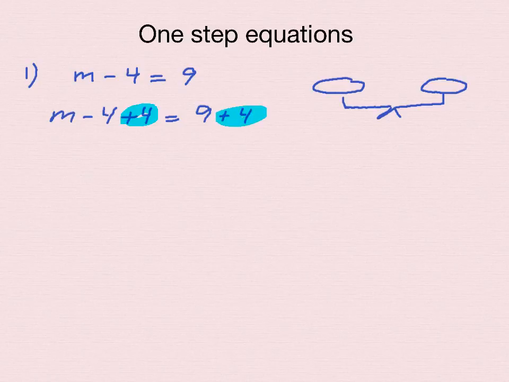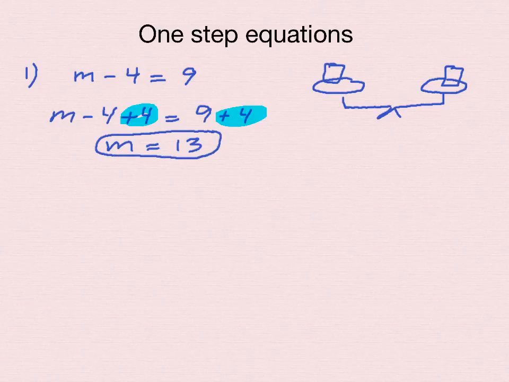Just like on a scale, if I added a brick, that left-hand side would lower. I'd have to also add the same size and weight brick on the other side to keep the balance level. So my next line would read m equals 13. And once you get the letter isolated, you now have your solution.